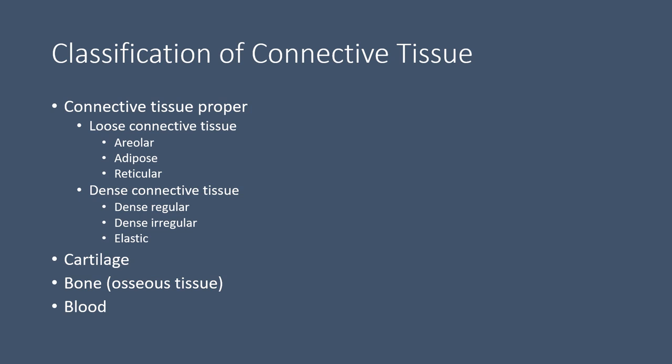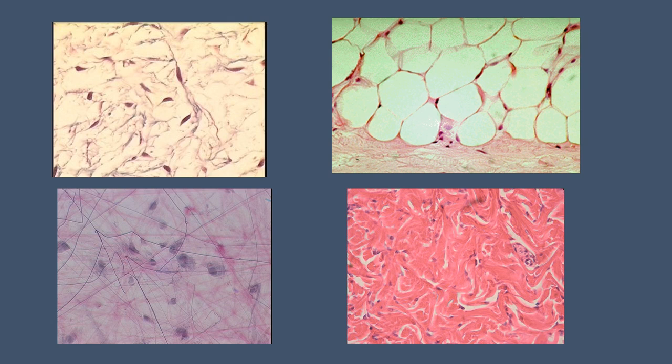That connective tissue proper can then be subdivided into loose connective tissue and dense connective tissue. The loose connective tissue is further subdivided into the areolar, the adipose, and reticular. You may be familiar with the adipose tissue, that is fat tissue. And then the dense connective tissue is also subdivided into dense regular, dense irregular, and elastic tissue. So as you can see, there are lots of different types of connective tissue.